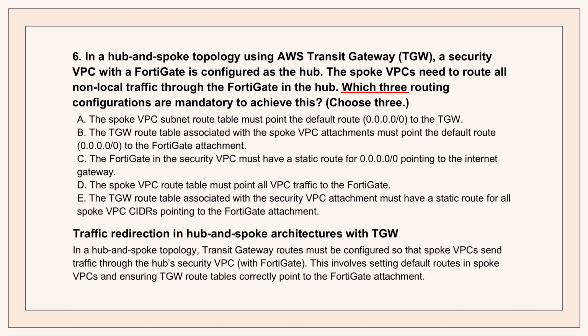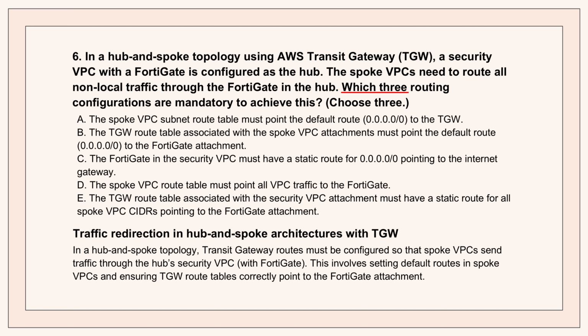We need to pinpoint 3 absolutely mandatory routing configurations to make this whole thing work. This is where the details of routing tables really matter. Oh yeah, this scenario is a perfect example of how interconnected routing rules have to be. It's absolutely essential for achieving that centralized security in complex multi-VPC cloud setups. So to make the specific flow work, 3 distinct configurations are mandatory, and they really work together like a chain reaction.